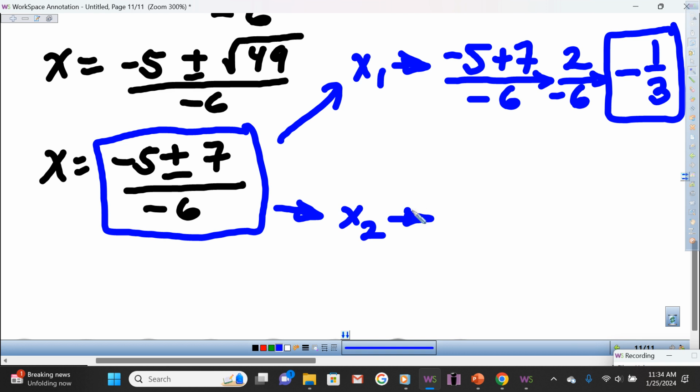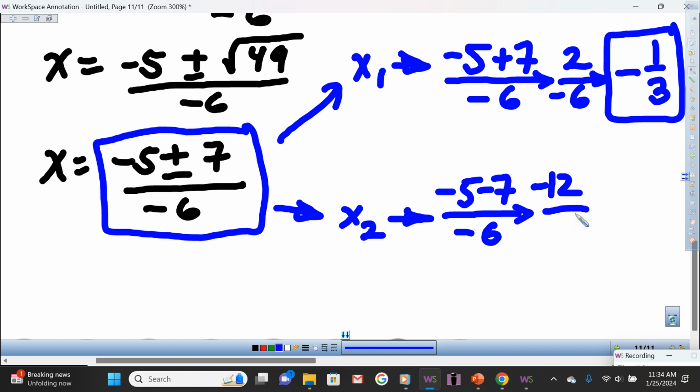Danny, pass on one. Martin. -6, yes. So -5 and -7, that's -12 divided by -6. So negative divided by a negative is a what? Positive. So what is 12 divided by 6? 2.